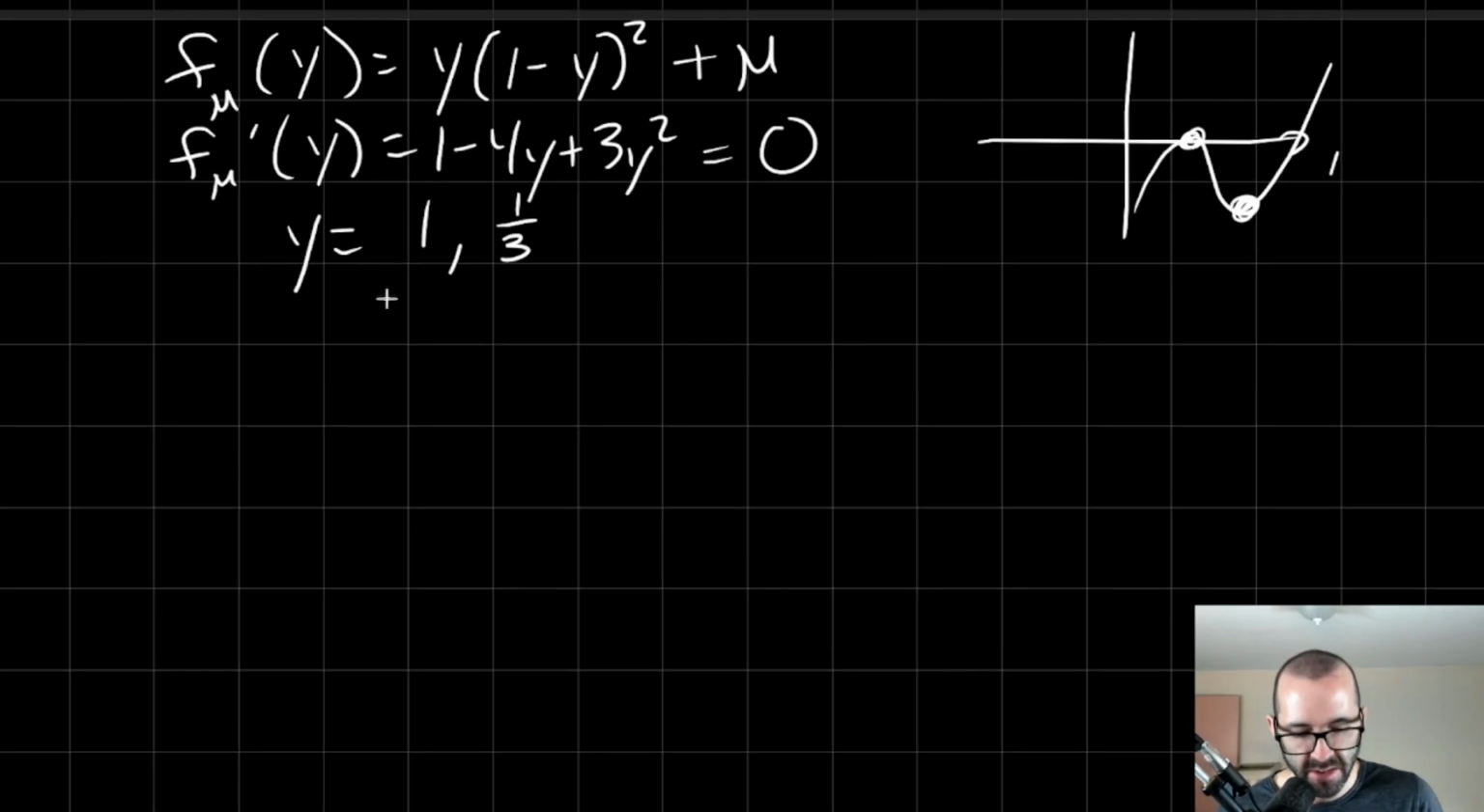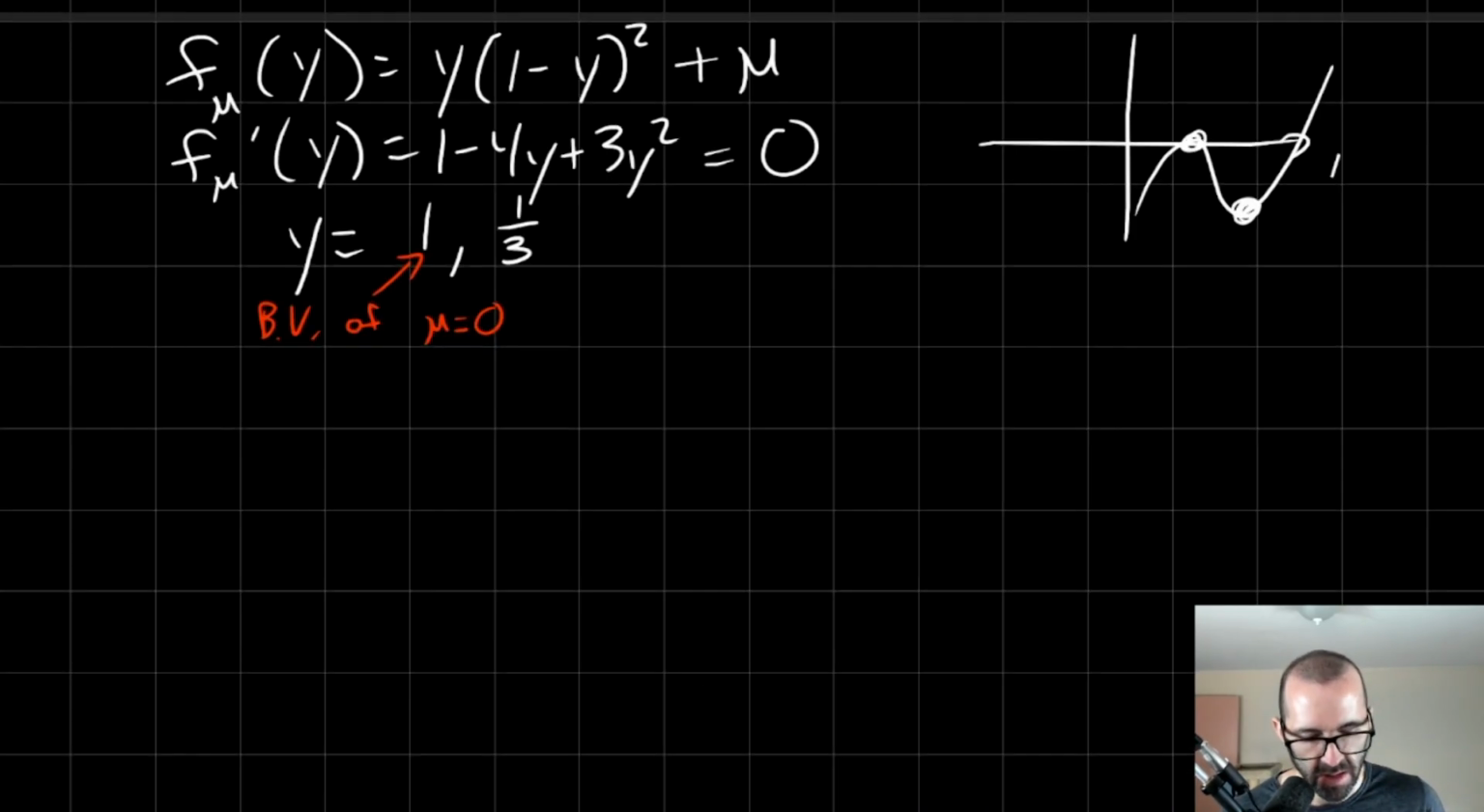So we already looked at this, right? This had a bifurcation value of mu equals 0, I believe. Yep. Great. So what about this one? Does this have a bifurcation value? Is there a bifurcation value for this equilibrium? And the answer is going to be yes.